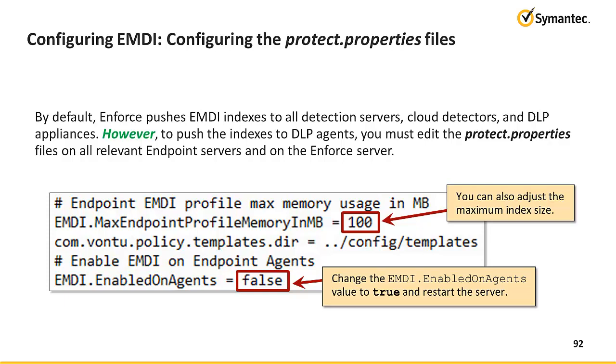For Windows machines, the default location of the protect.properties file on endpoint servers is Program Files, Symantec, Data Loss Prevention, Detection Server, 15.5, Protect, Config. On Windows, the default location of the protect.properties file on Enforce servers is Program Files, Symantec, Data Loss Prevention, Enforce Server, 15.5, Protect, Config. Open the file in a text editor, and then locate the line that reads emdi.enabledOnAgents=false, and then change the false value to true.